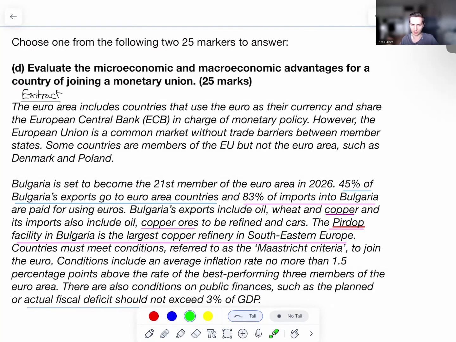So just one thing to clear up first of all is this idea that the euro area is different from the EU, the European Union. So the euro area includes countries that use the euro as their currency and share the ECB in charge of monetary policy. But the European Union is a common market without trade barriers between member states. And so some countries are members of the EU but not the euro area. So Denmark and Poland have their own currencies, but they're in the EU but not the euro area. And of course, when the UK was in the EU, it still had the pound, its own currency. So here we're talking about countries that are part of the euro, that have the euro as their currency.